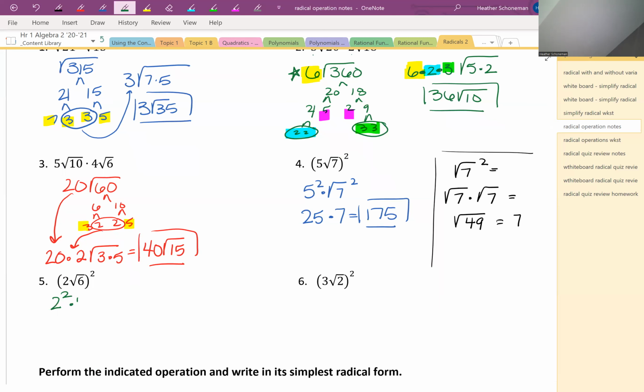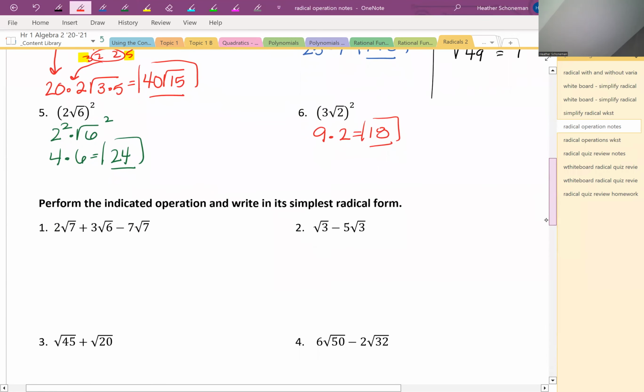Okay, on number 5, we need to square each one. So this is 2 squared times the square root of 6 squared. 2 squared is 4. When you square a radical, it cancels it and you get the number underneath. So this is 4 times 6, which is 24. Okay, one more time on the next one. And the reality is that we don't have to write all this work out. 3 squared is 9. Square root of 2 squared is 2. 9 times 2 is 18. Done.